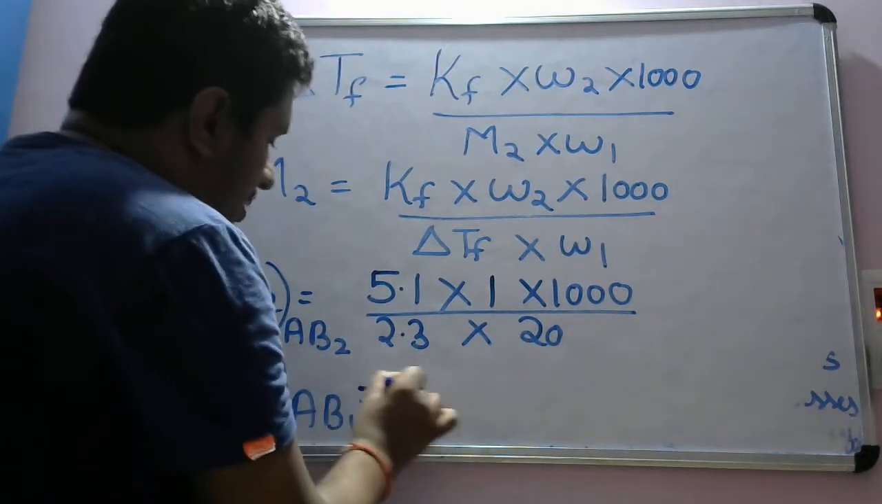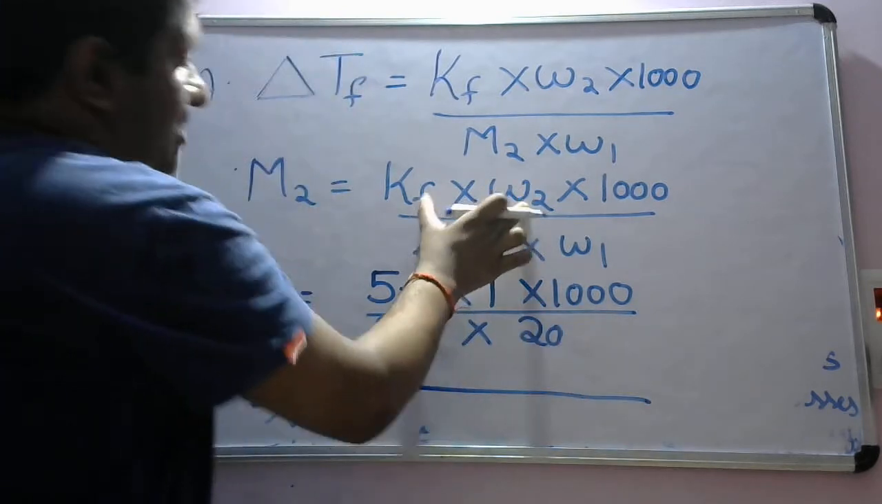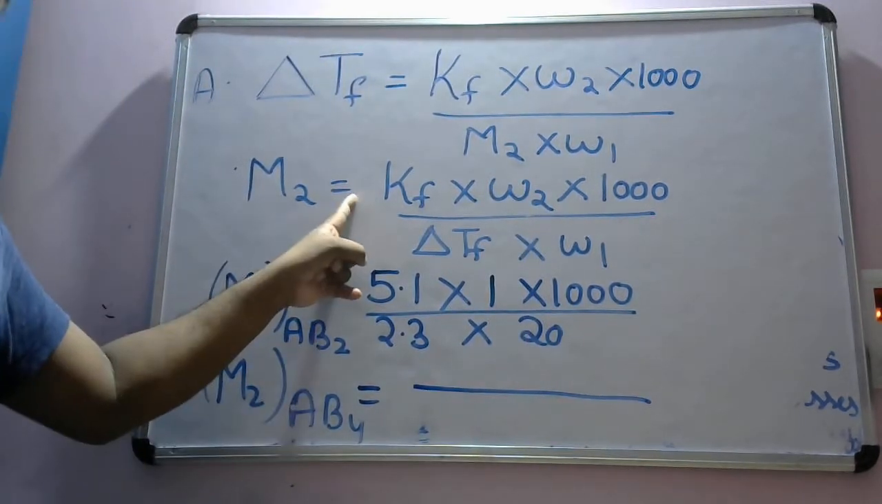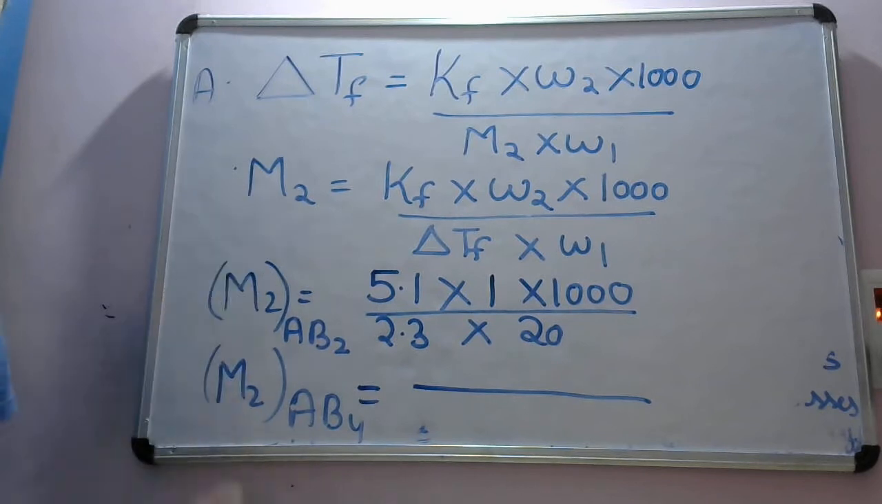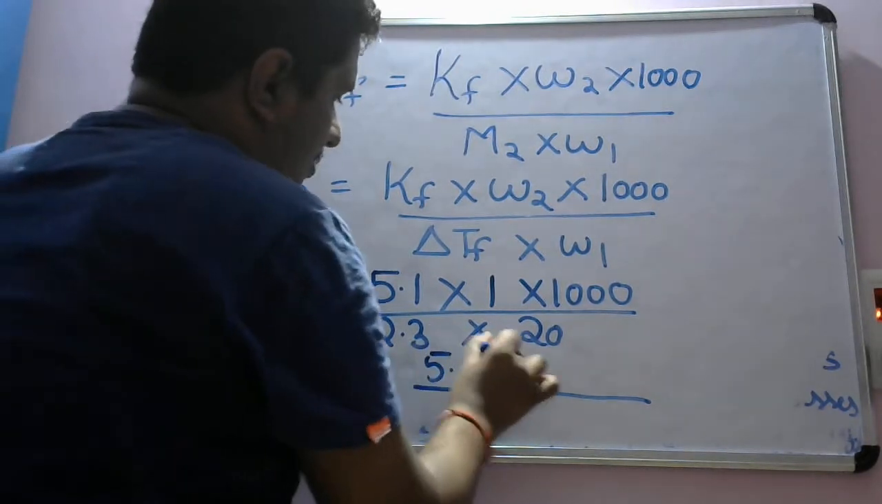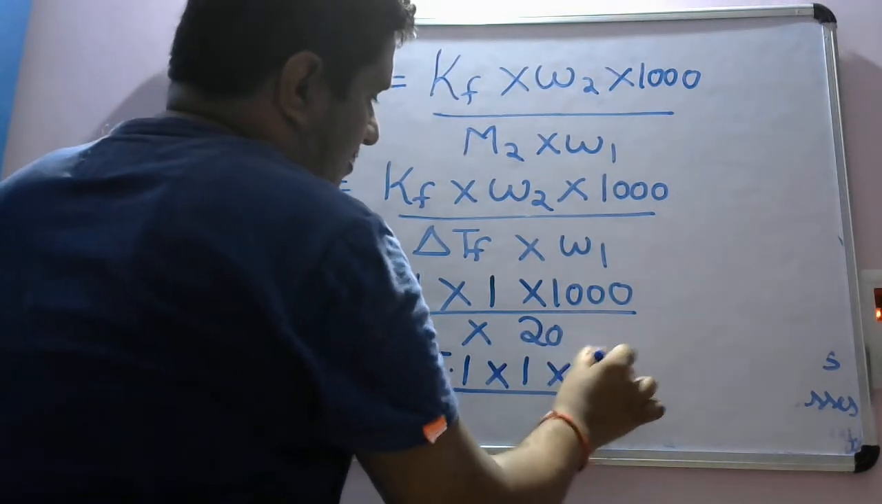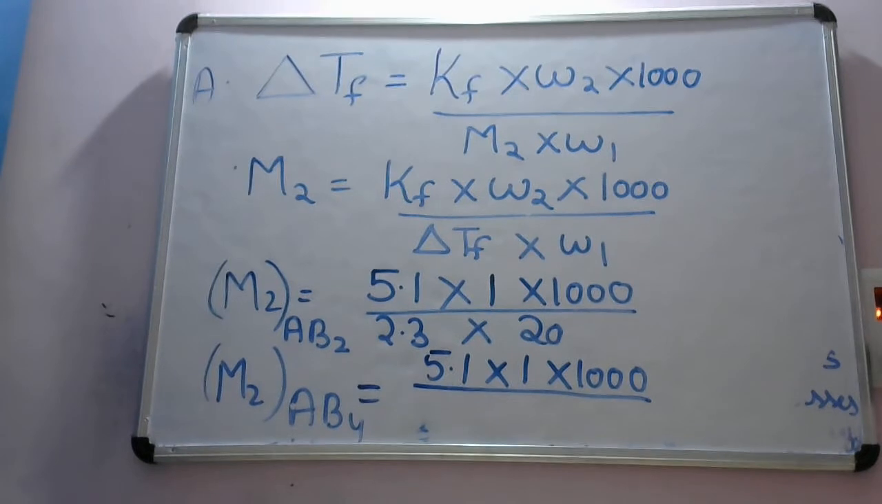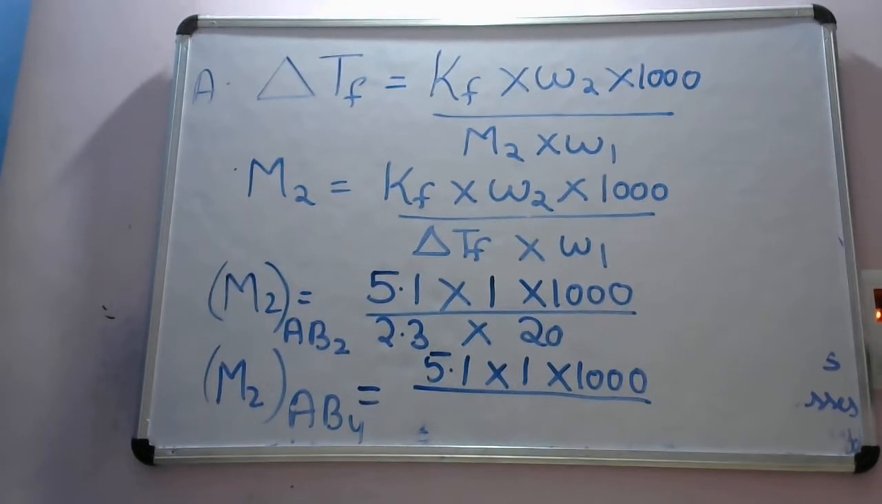When AB4 is added to benzene, again we will apply this formula for the molar mass of AB4. What will you get? The same values except delta TF. We will apply the delta TF for when AB4 is added. It is given to be 1.3.